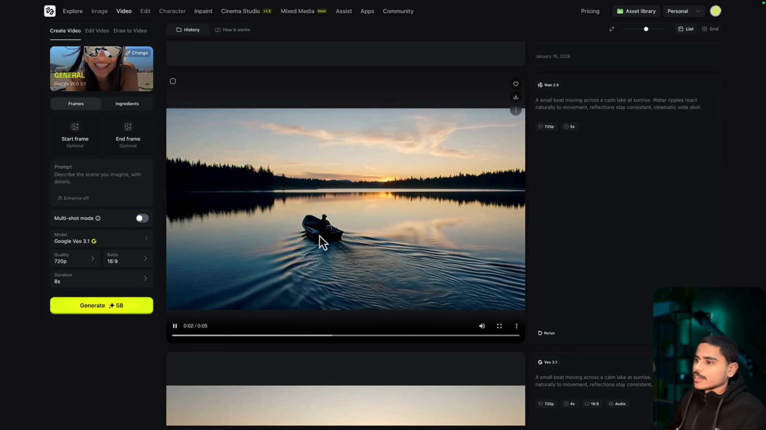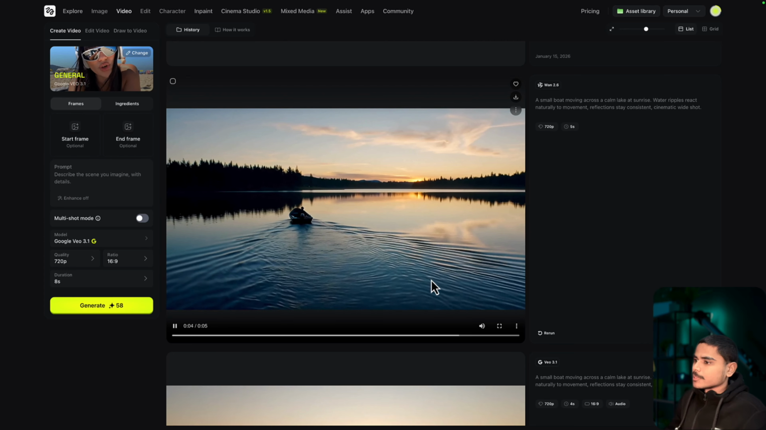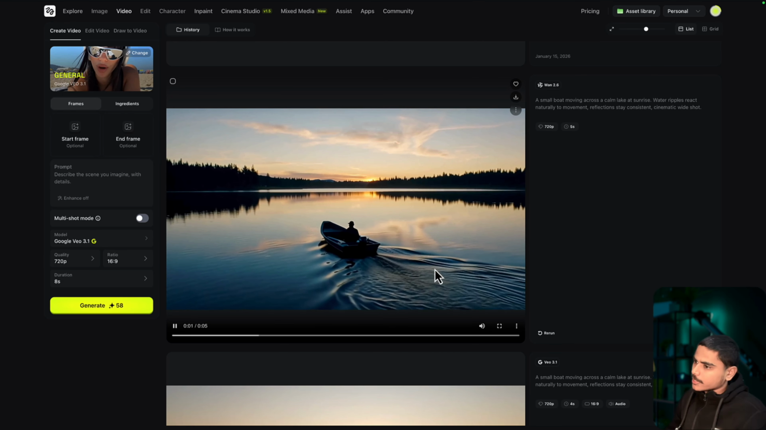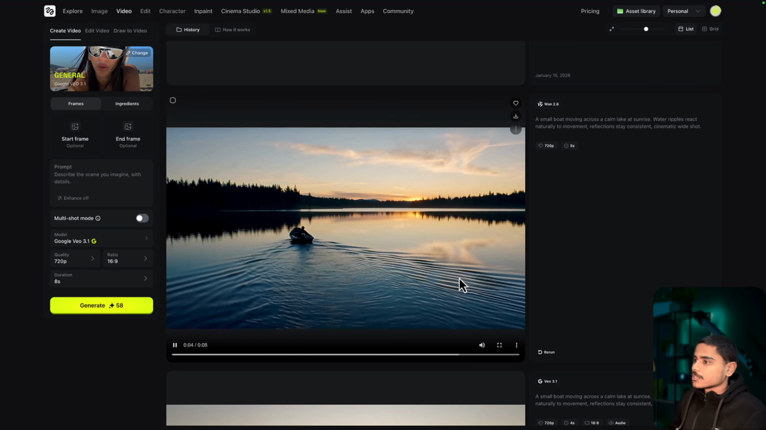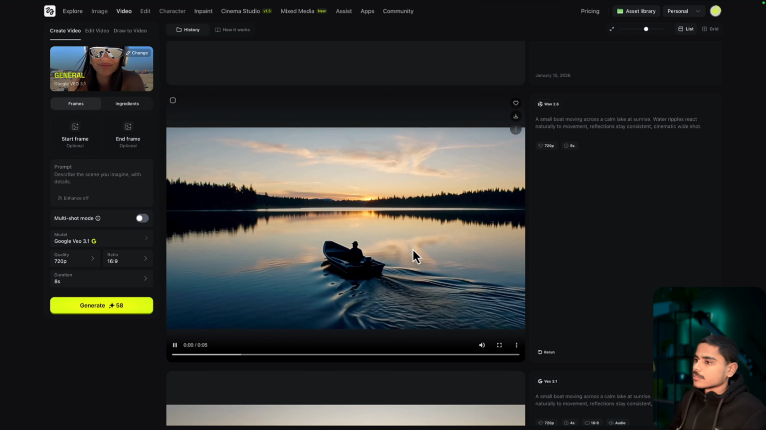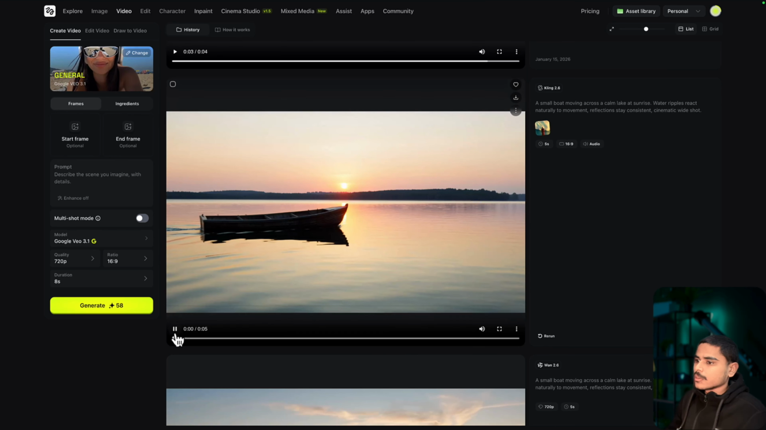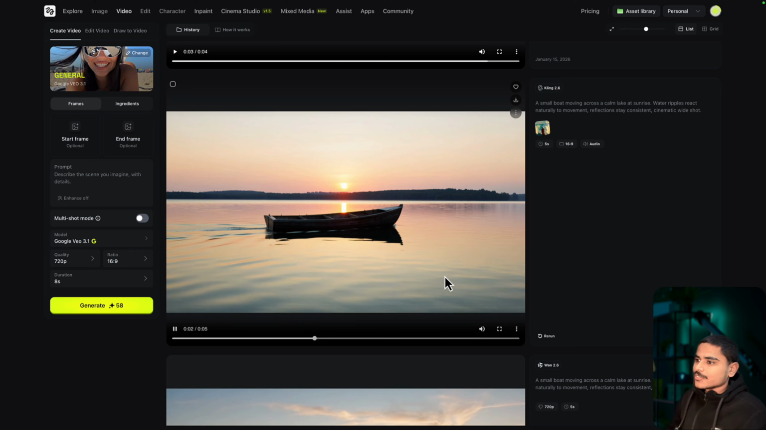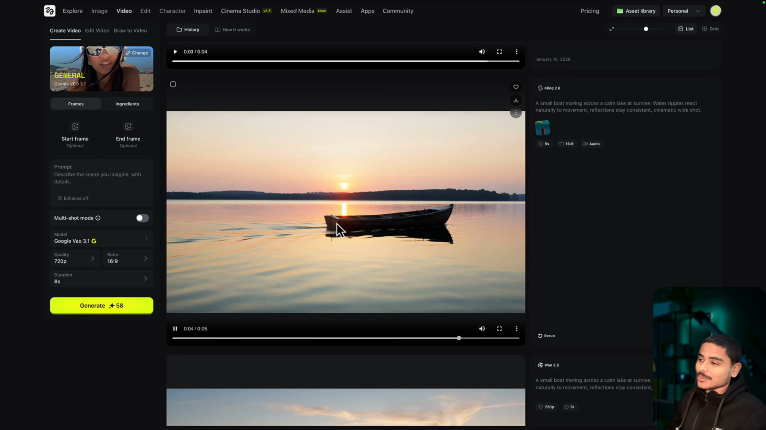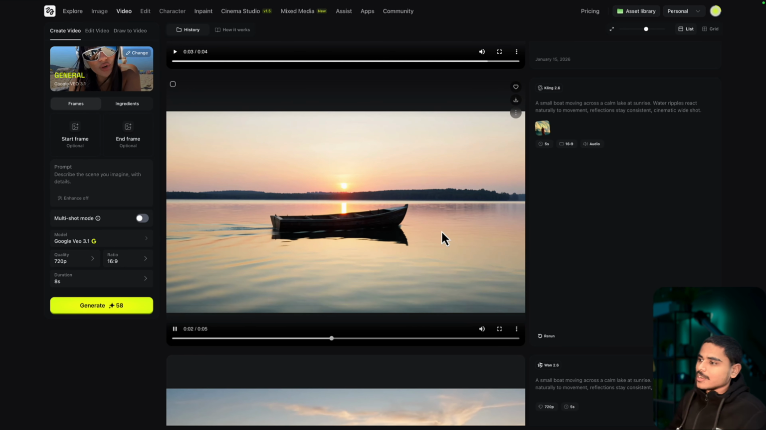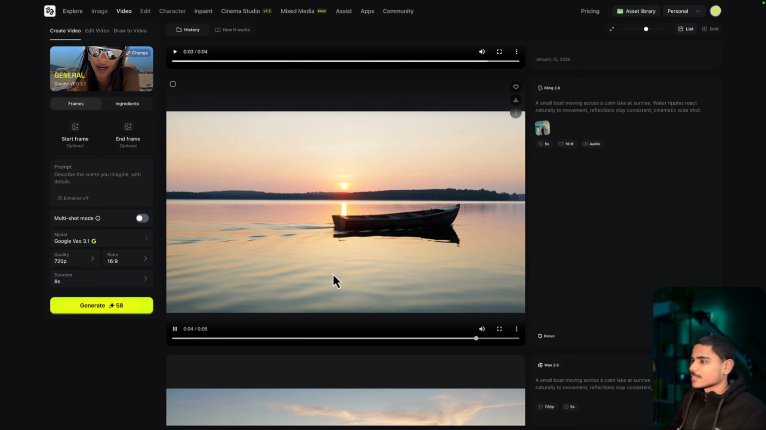Okay, we have the electric boat now. Ripples are okay, better than Sora. Reflection is also pretty good. You can see the reflection of the clouds. Kling 2.6 followed the prompt perfectly. It's only a boat, no person. And the lake is also calm and the reflection is also there.